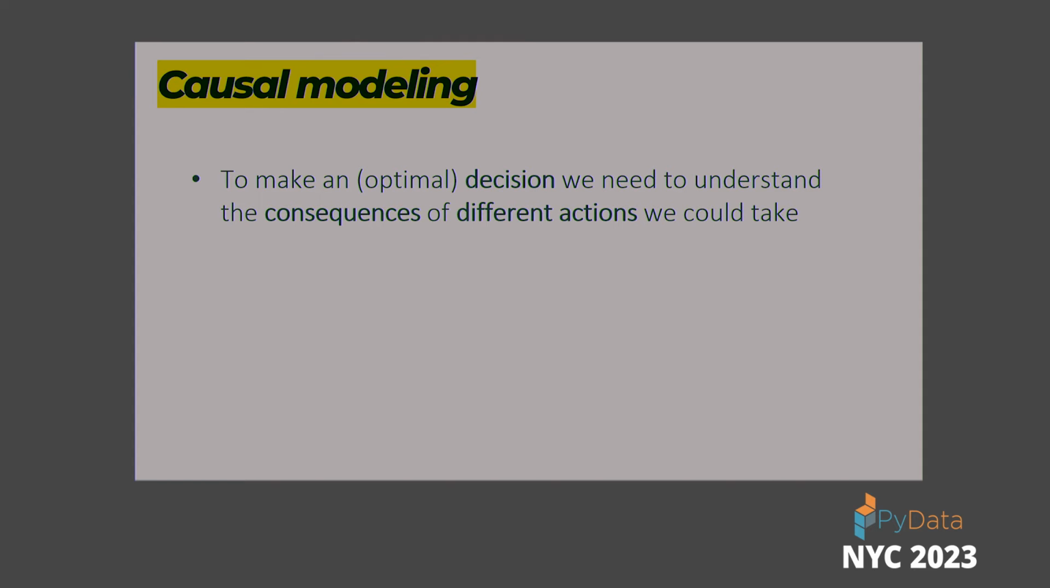In causal modeling, or why we even think about causal modeling, is because we want to understand what will happen if we make a certain action in the world, or as we sometimes call it, we intervene in the world.